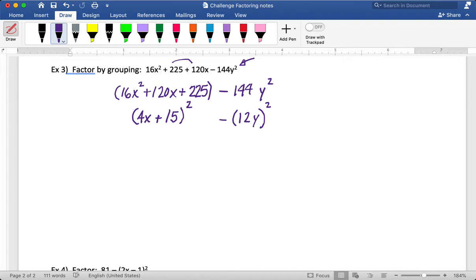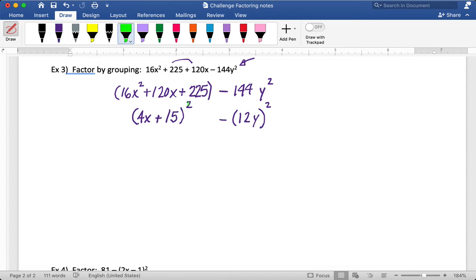Oh, but look, a is not 1 and there's no GCF here. So you have to be careful with these. I could check it by doing 4 times 15 is 60, and 60 doubled is 120. Or I could FOIL this out. That's really what I did, but a shorthand way. All right, so now I have dots.